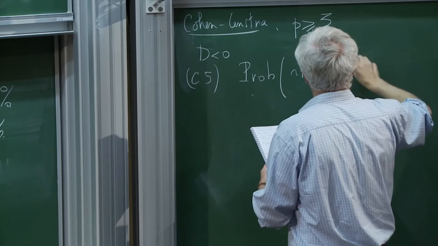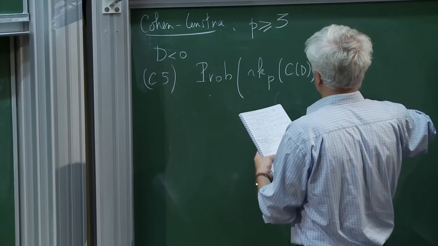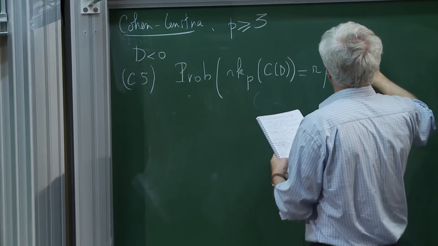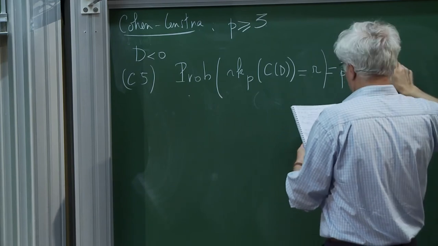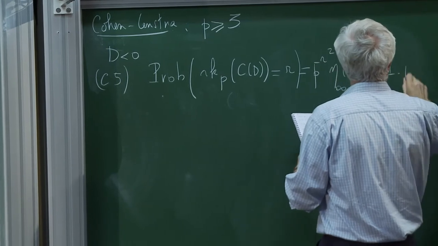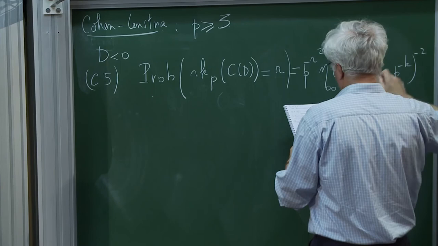You can guess what I mean by probability: that the p-rank of the class group C_D is equal to r. This probability is equal to p to the minus r squared, eta infinity of p, over the product of 1 minus p to the minus k, squared, from k.